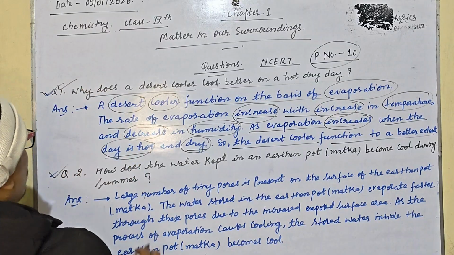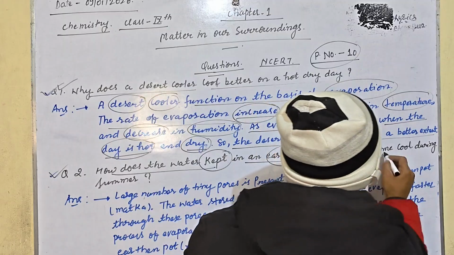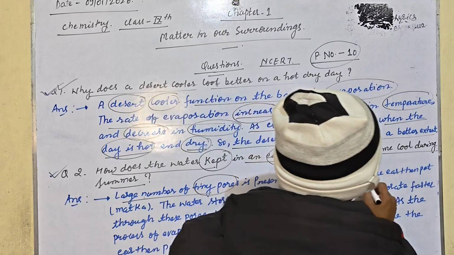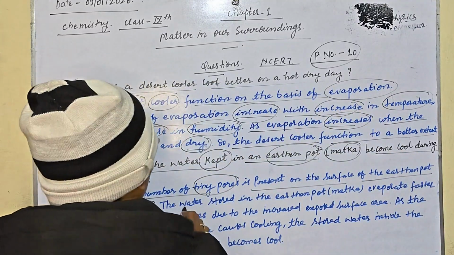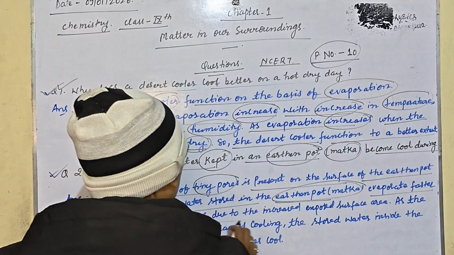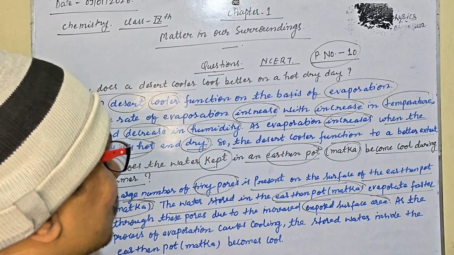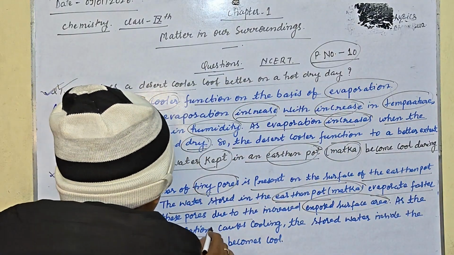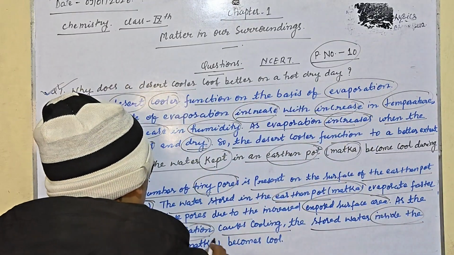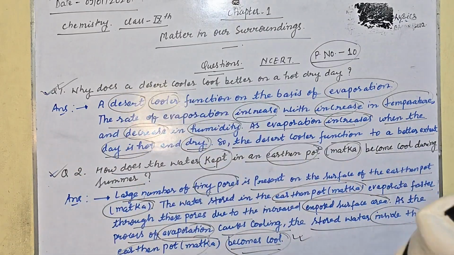Question number 2. How does the water kept in an earthen pot, that is matka, become cool during summer? A large number of tiny pores is present on the surface of the earthen pot. The water stored in the matka evaporates faster through these pores due to the increased exposed surface area. So the main thing is the increased surface area. As the process of evaporation causes cooling, the stored water inside the matka becomes cool. So this is all about question number 1 and question number 2.